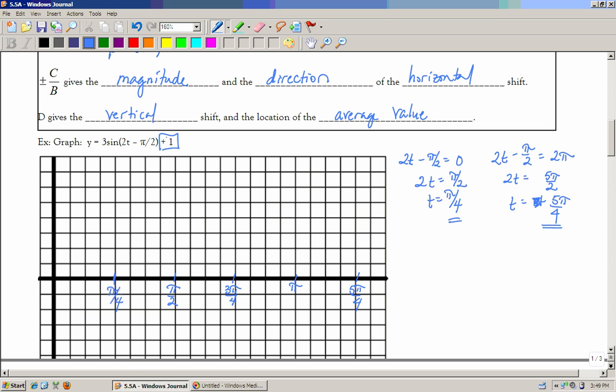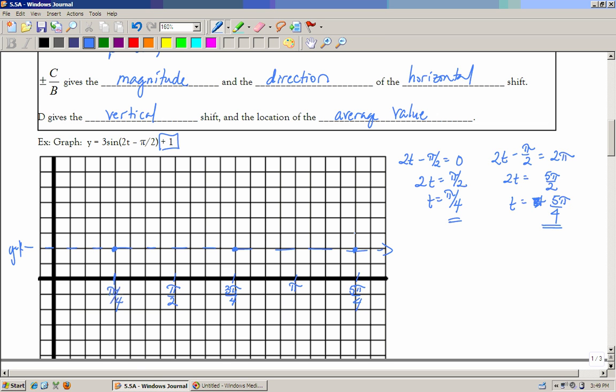The one in the middle is going to be the average value. That's our middle line at y equals 1. So at pi over 4, this is a sine function, it's going to start on that line. It's going to hit its high point. Halfway through, it's going to hit that line again. It's going to hit its low point, and it's going to hit back at 5 pi over 4.